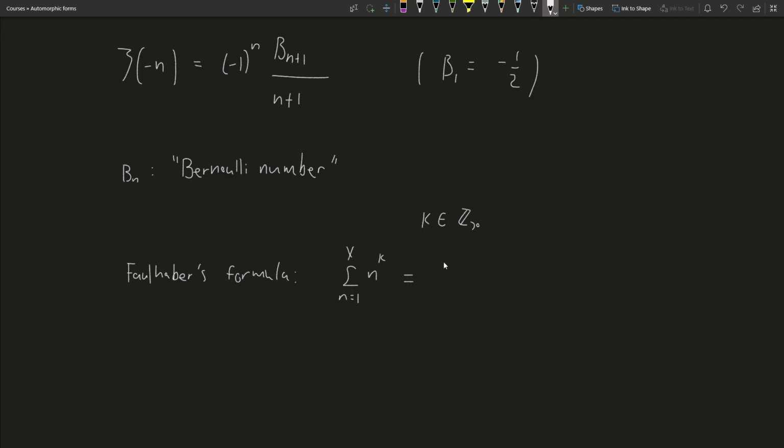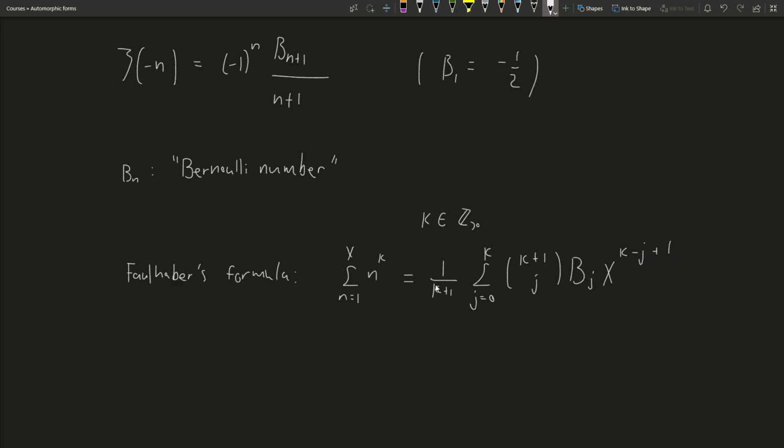So this is equal to 1 over k plus 1 times the sum, let me say j from 0 to k, of k plus 1 choose j, and then you have this Bernoulli number times your upper bound for your sum, x to the k minus j plus 1.